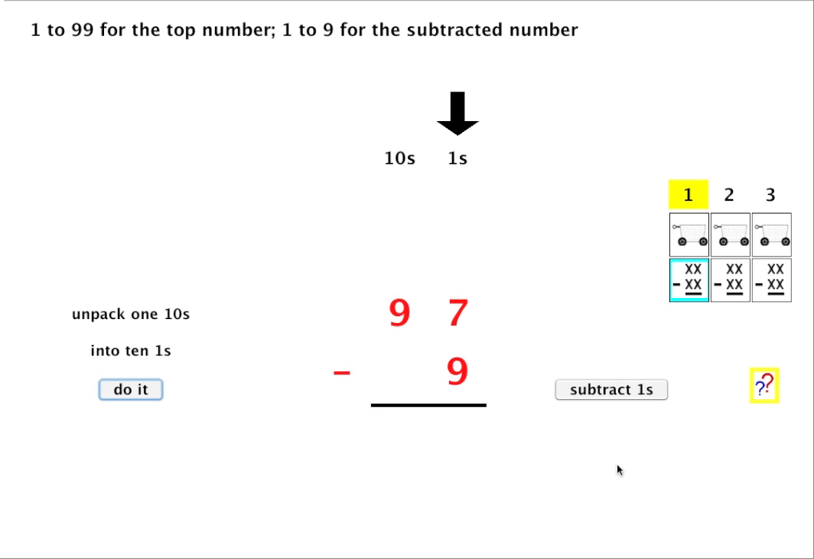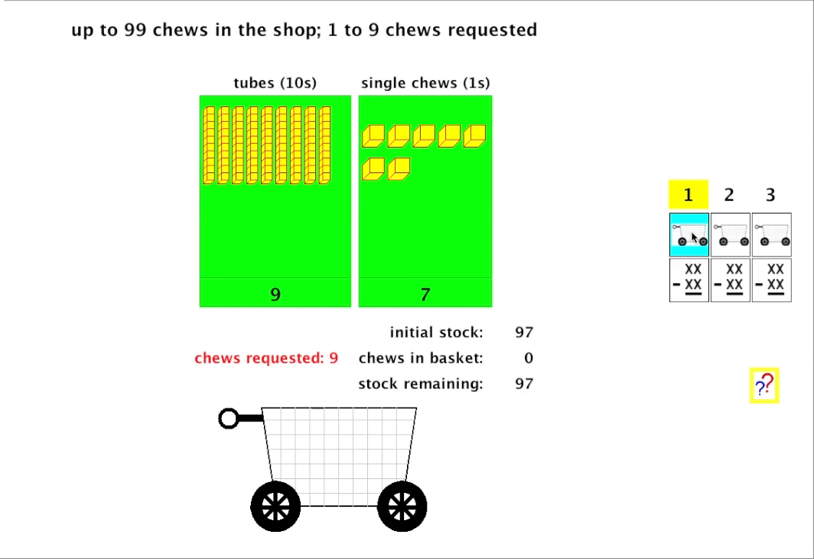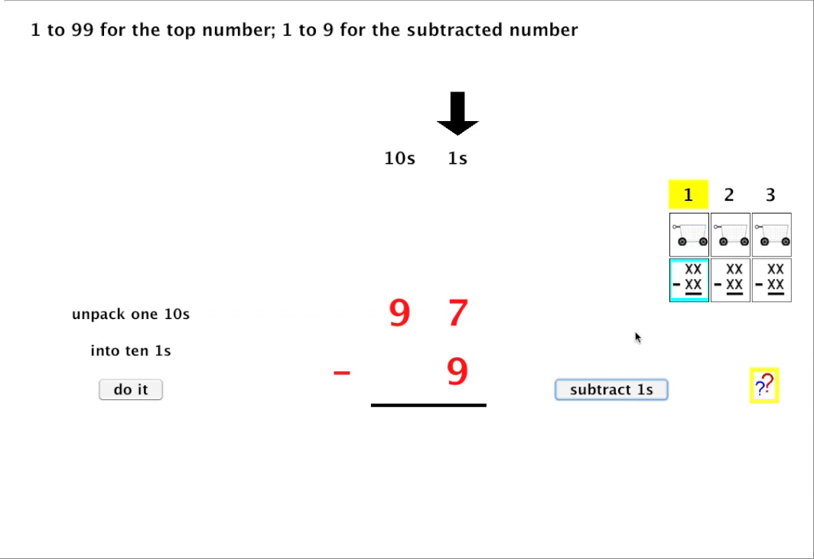This time the question is 97 take away 9. And if you find that you're not sure what to do, then click in the trolley immediately above here in the selector and you'll see the same question, but this time it's done as a Tuckshop picture. If that helps, then go back and use the conventional notation. If you try to subtract the ones, you'll get the message that the ones column is not ready.